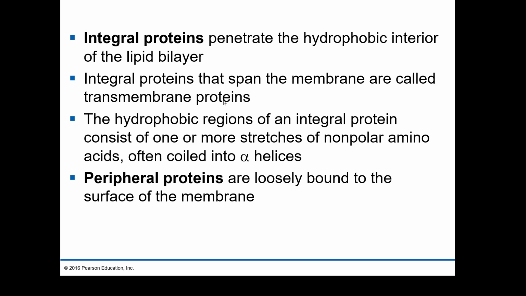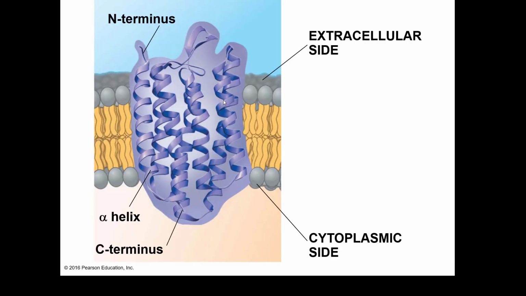Integral proteins that span the entire membrane are called transmembrane proteins. They're integrated into the cell membrane, and they're transmembrane because they're on the outside and the inside. The hydrophobic regions of an integral protein consist of one or more stretches of nonpolar amino acids, often coiled into alpha helixes. Peripheral proteins are just kind of stuck, glued to the surface of the membrane, but fairly loosely. So this is an integral protein, and you can see the alpha helix, right? It's also a transmembrane protein found on the extracellular side as well as the cytoplasmic side, so the inside and the outside of the cell.